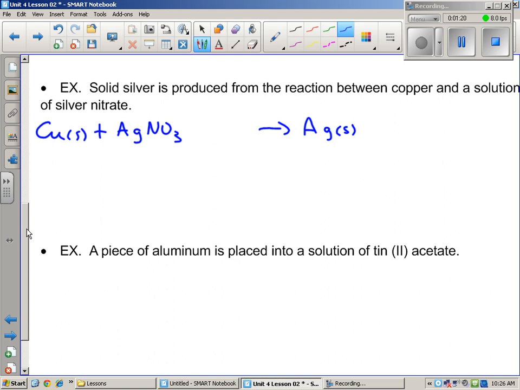Well, I'm going to tell you right now, if you go to the lab and you take a chunk of copper and you stick it into silver nitrate, which is a solid as well, an ionic compound, if you stick those two together, you know what happens? Nothing. Because they're two solids. They're going to stand there and look at each other.